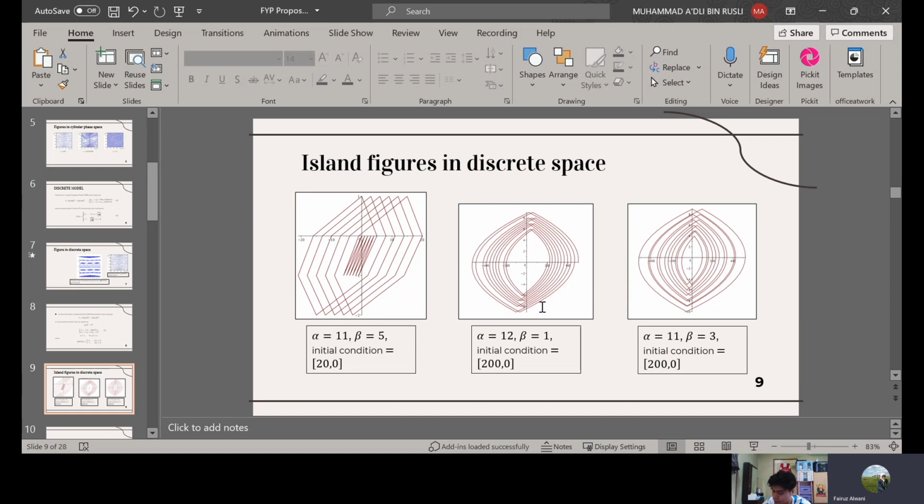Faham tak? Okay. And then alpha kita 11, sepatutnya kalau dia normal punya, dia akan potong non-negative x-axis ni 11 kali. Tapi kalau kita tengok dia akan jadi berapa kat sini? 1, 2, 3, 4, 5, 6, 7, 8, 9, 10. 10 kali je.